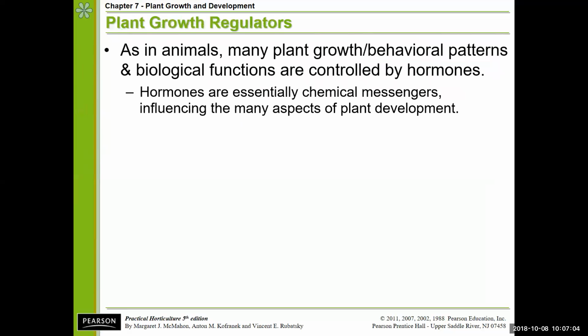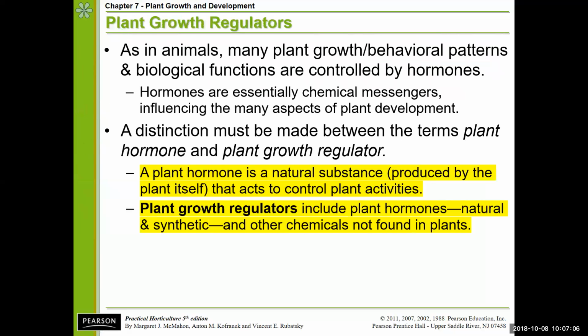All right, so we're going to get into plant growth regulators and hormones. And we do have to kind of distinguish the two. First, a hormone is the natural substance produced by the plant that triggers different activities and different forms of growth in the plants. Plant growth regulators, which we generally abbreviate as PGRs, often are plant hormones, or they are modeled after plant hormones. And so again, they can be natural or synthetic. And they can also be from chemicals that are not found in plants altogether.